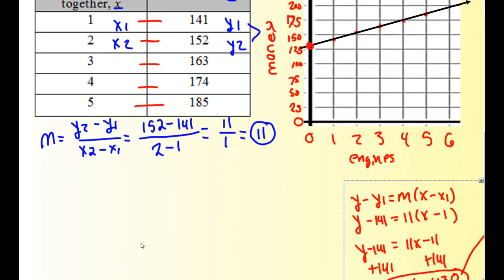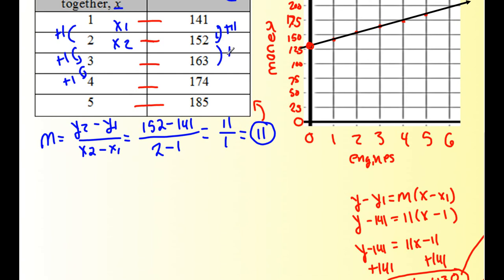So let's look at this logically. We've got a table here. The value of x is increasing by 1. The value of y is increasing by 11. That was the slope we found. Well, if every time this is going up by 1, up by 1, up by 1, and this is going up by 11, so this is plus 11, and then plus 11, and then plus 11.